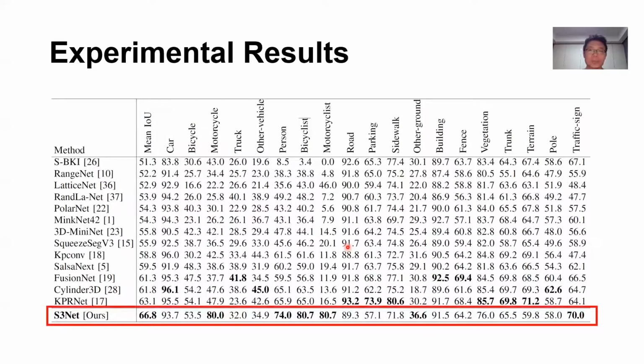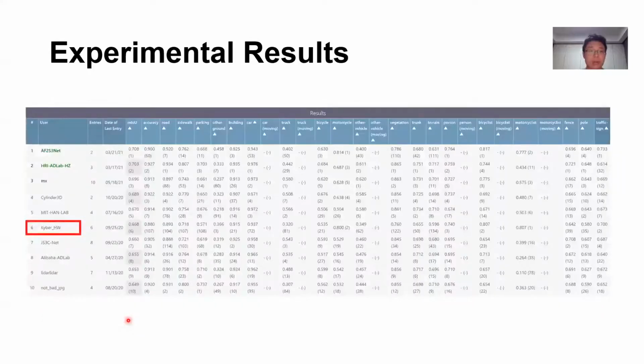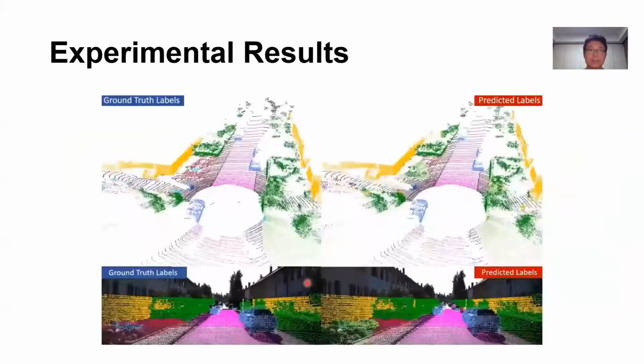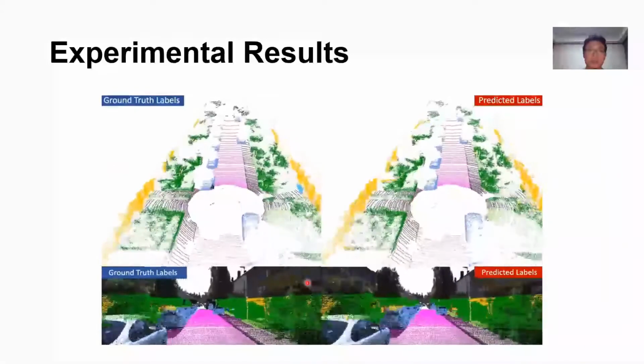Following are our experimental results. As we can see from the table, our method was the state of the art upon publication. Up until now, it's still ranking 6th among hundreds of submitted methods. Additionally, we list our ablation study table here. From the table, we can see that the biggest jump of the real classes came after the sparse residual towers. This is a demo clip recording our algorithm running in real time.